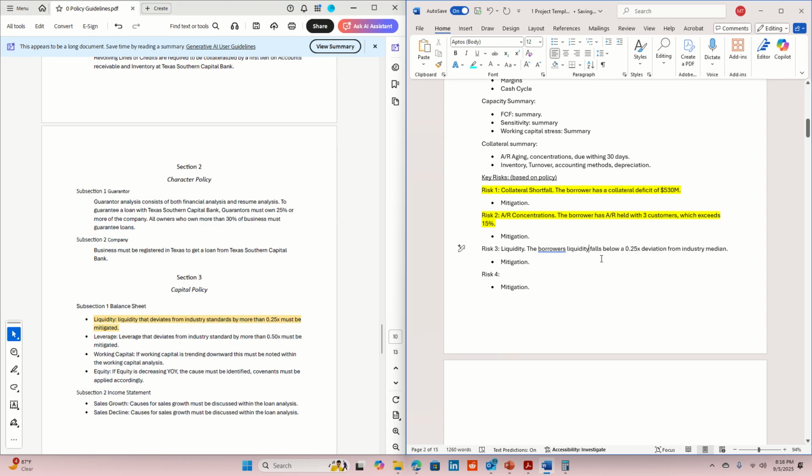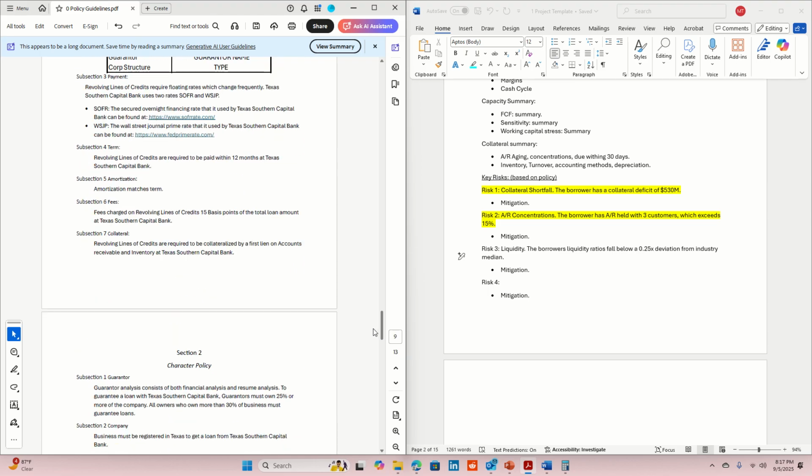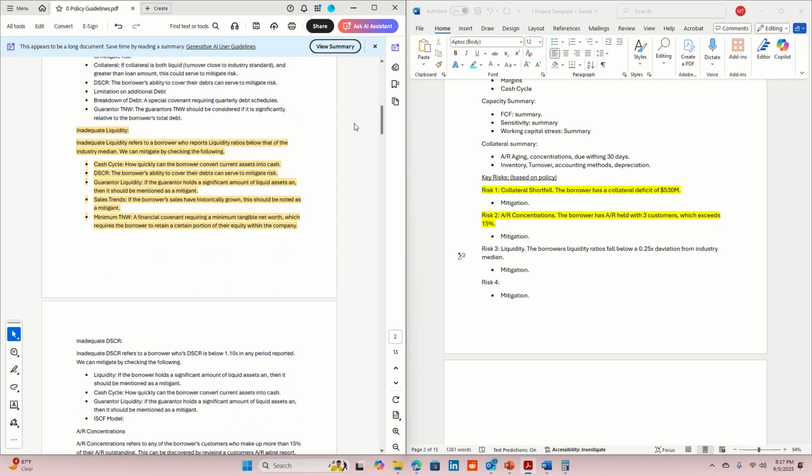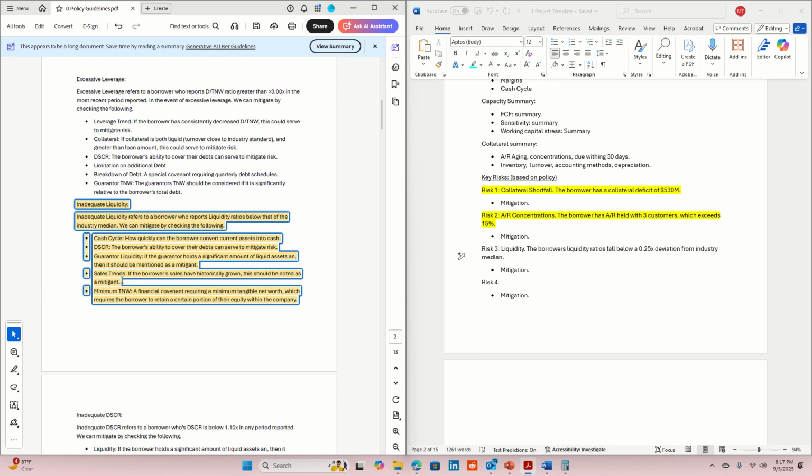And let's not say liquidity ratios, that's my bad. The borrower's liquidity ratios fall below a 0.25 deviation from industry median. Okay, that sounds right. That makes sense. And then let's go up and see if that's also something up here. Inadequate liquidity. First to the borrower whose liquidity ratio is below that of the industry median.